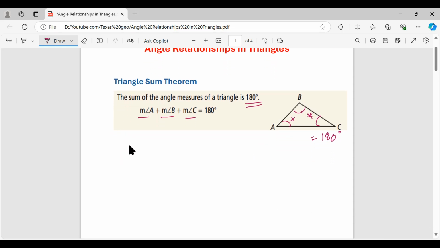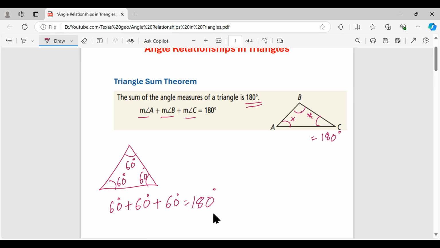So we can have few examples. See, suppose let's consider this equilateral triangle where all the angles are 60 degree. Now, if you add all three angles, you will get 180 degree. So, sum of the internal angles of a triangle is always 180 degree.